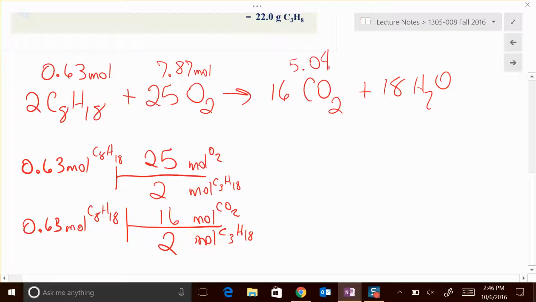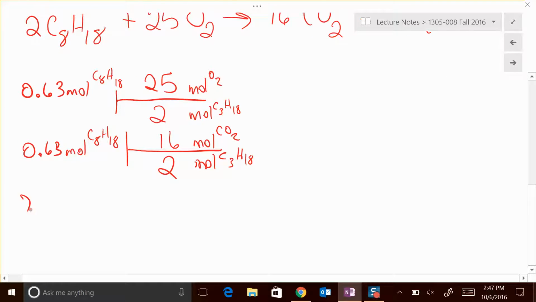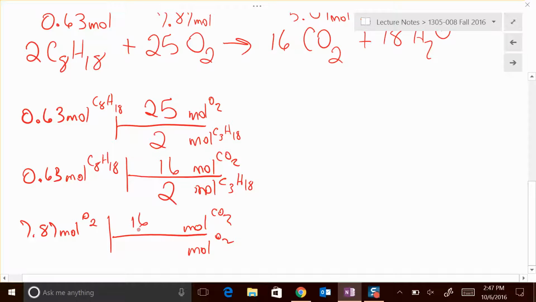Now, let me ask you a question. Would this number, 5.04 moles, be any different if I had started with 7.87 moles of O2? Let's find out. 7.87 moles of O2, and I'm going to convert that to moles of carbon dioxide from the moles of O2. How many moles of carbon dioxide? How many moles of O2? Okay, what do I get?